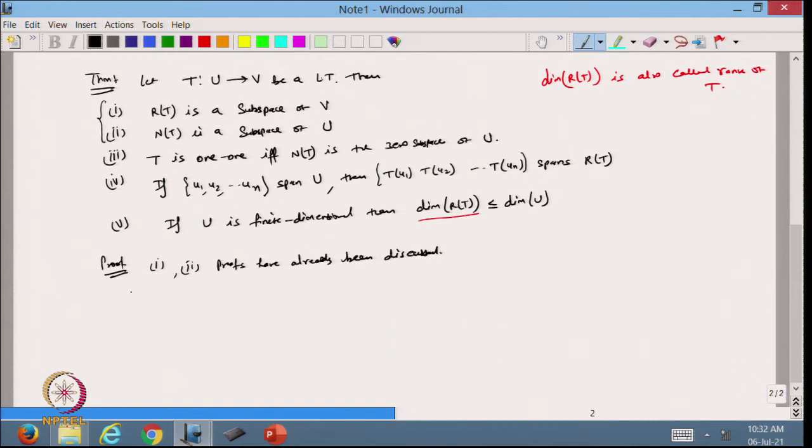So, let us study the third one. It says that my transformation is 1-1 if and only if the null space is the 0 subspace of U. So, let us prove this one. In this case, first I will check that T is 1-1.